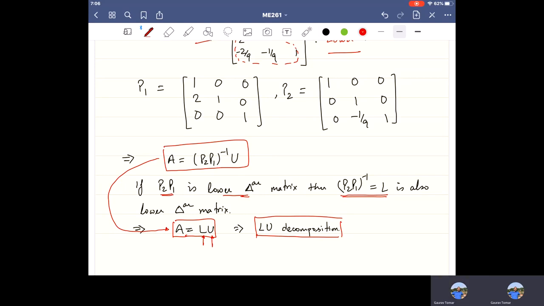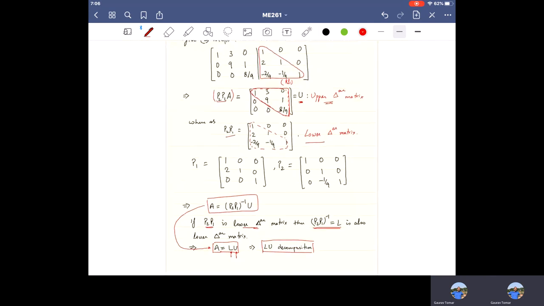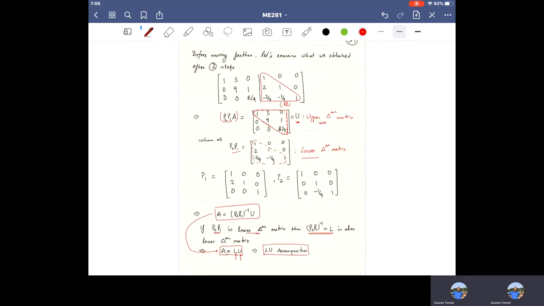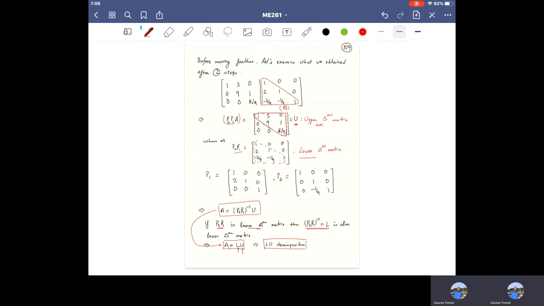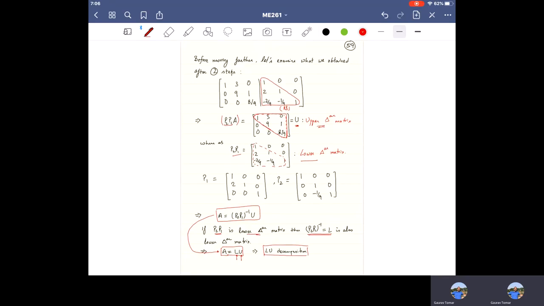Okay. So we'll stop here, and next time we'll continue working with matrices in matrix theory. We'll learn about some more topics.